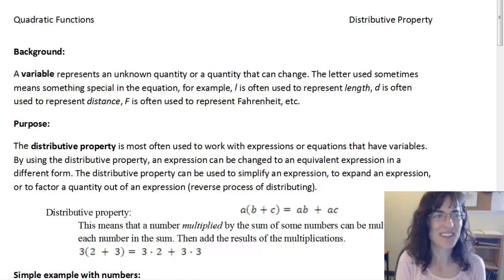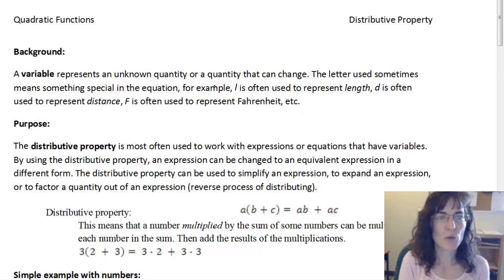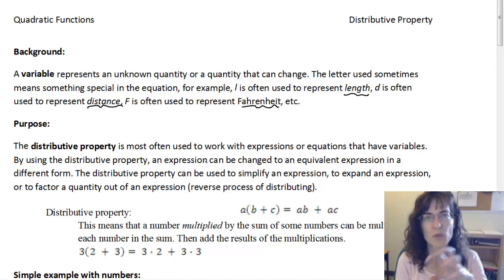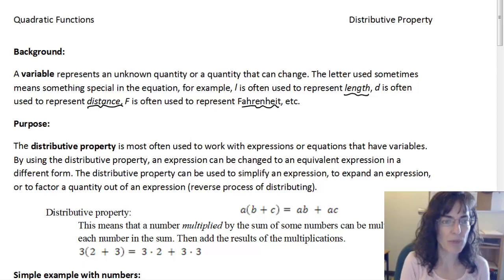Distributive property. A variable is an unknown quantity or some quantity that can change, and we've been working with those quite a bit. They generally can mean something very specific like distance or Fahrenheit or length, things like that. The distributive property is used to work with expressions that have variables, because when we use the distributive property we can sort of simplify things a little bit better.